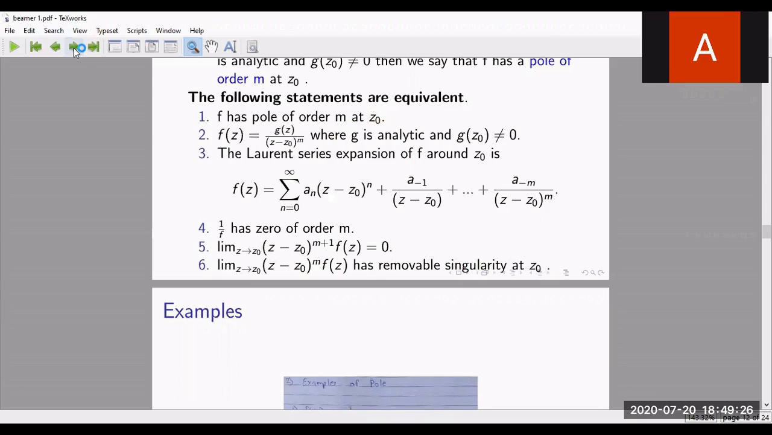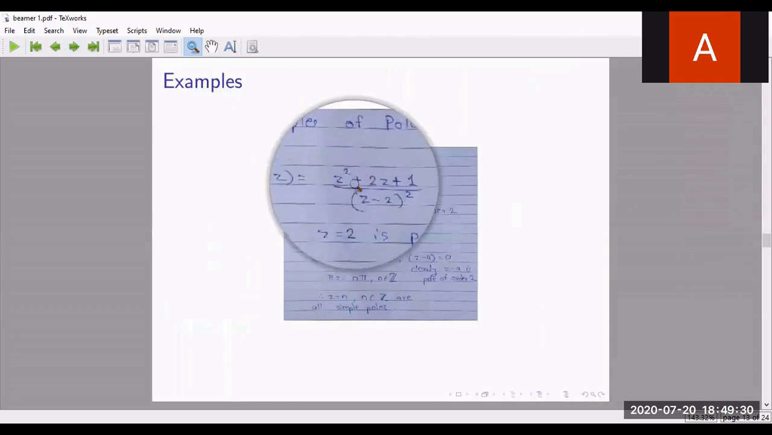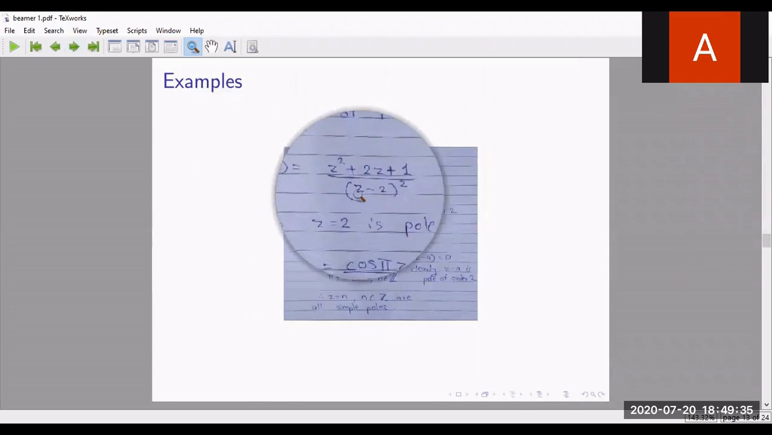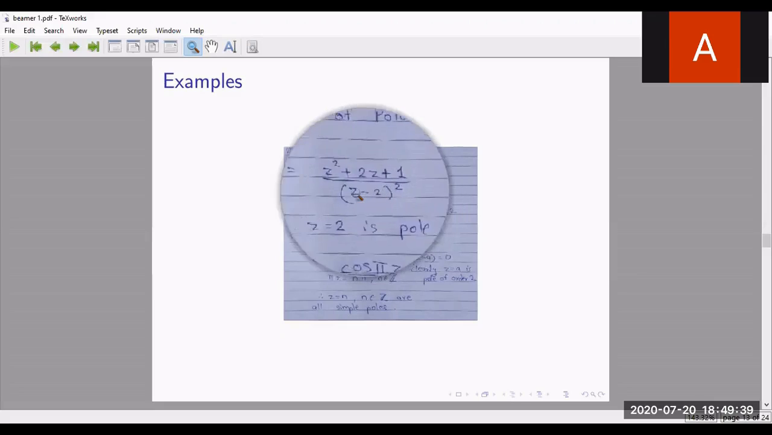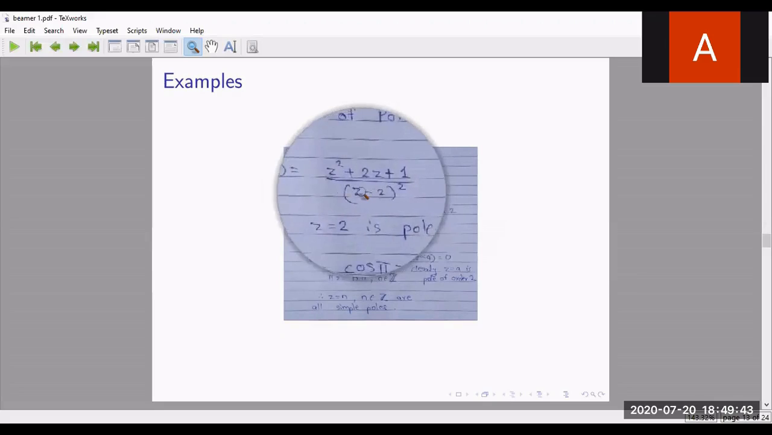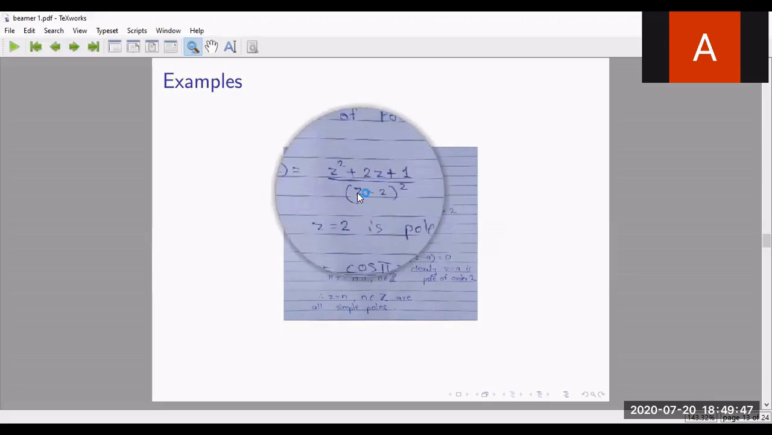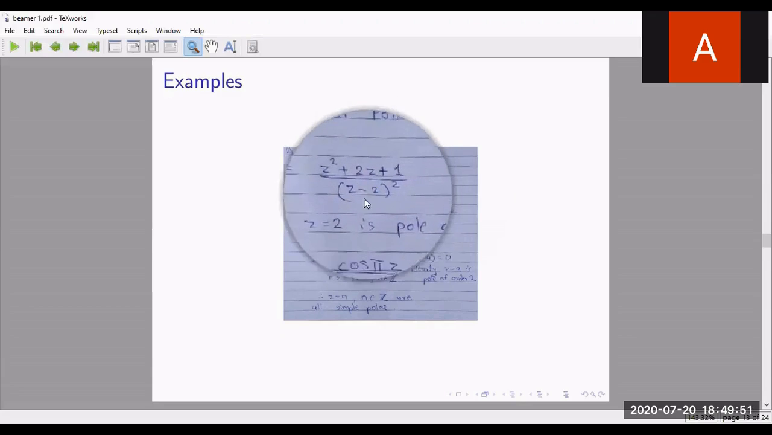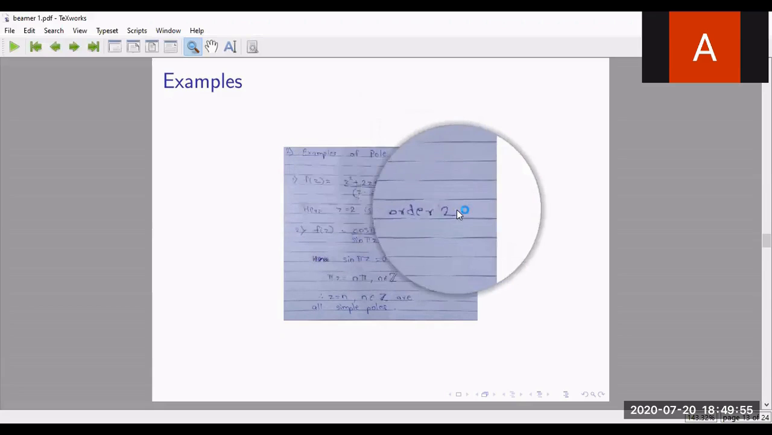Now we'll see with an example. See how my function is looking. Some function in the numerator, g of z, divided by z minus 2 whole square, because if we put z equals 2, the denominator becomes 0. That means at z equals 2 the function is not analytic, and it is in the form of g of z by z minus z naught raised to m. So z equals 2 is a pole of order, what is here? 2. Pole of order 2.